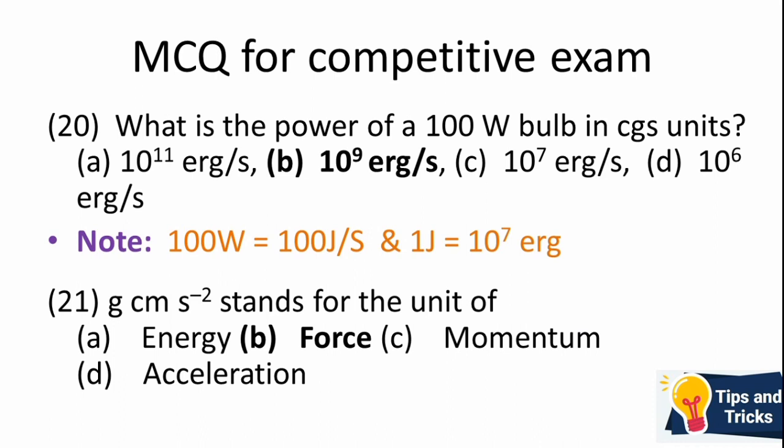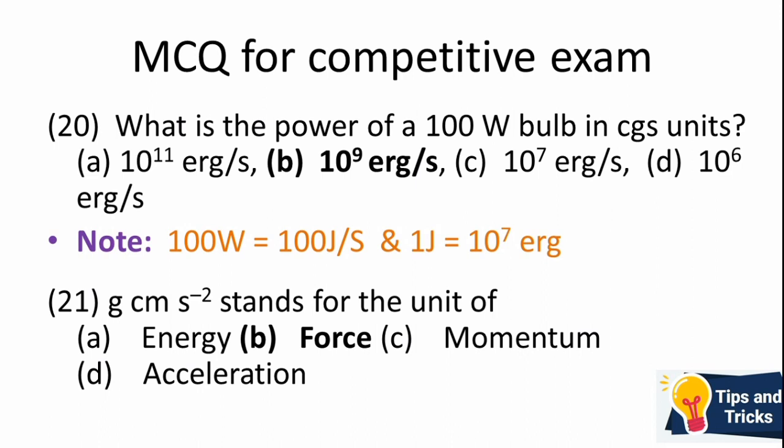Now question number 20, what is the power of a 100-watt bulb in CGS units? Options given are: option A, 10 power 11 ergs per second; option B, 10 power 9 ergs per second; option C, 10 power 7 ergs per second; option D, 10 power 6 ergs per second.